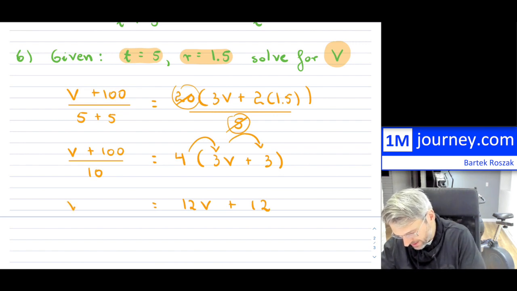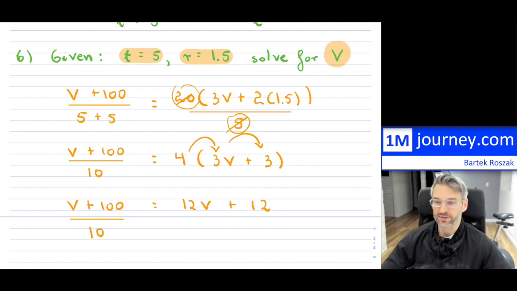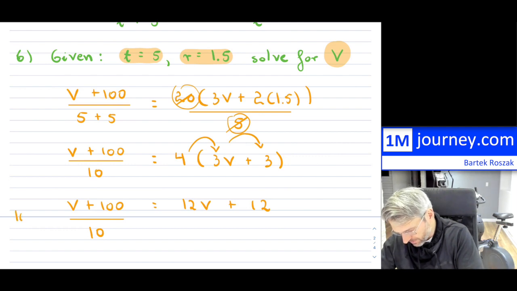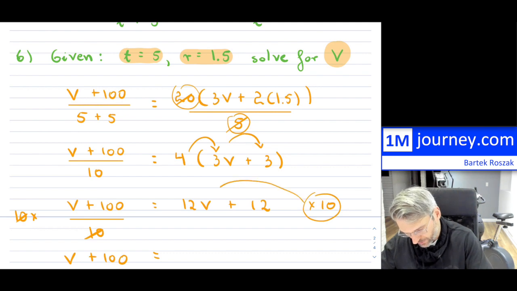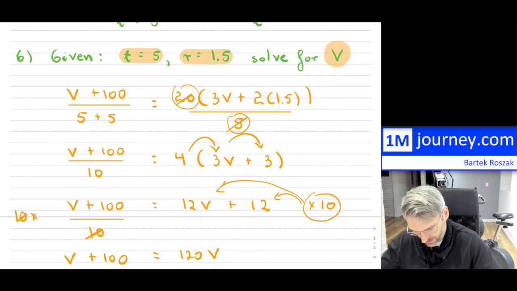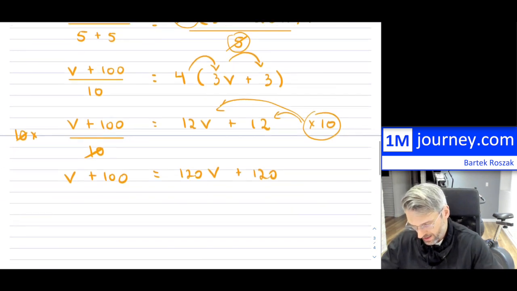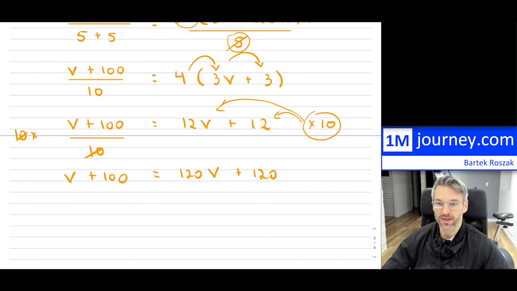Now on the left-hand side, I'll keep it for the moment, but I'm going to get rid of that 10. I don't want that 10 in the denominator. So I'm going to multiply both sides by 10. It gets rid of this, and it leaves me with v plus 100 equals 2. Now multiplying both of these by 10, that's 120v, and this is going to be plus 120. Now it's a much simpler type of formula.